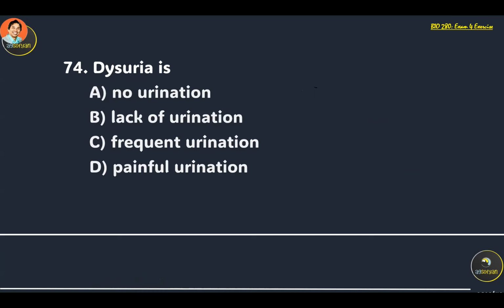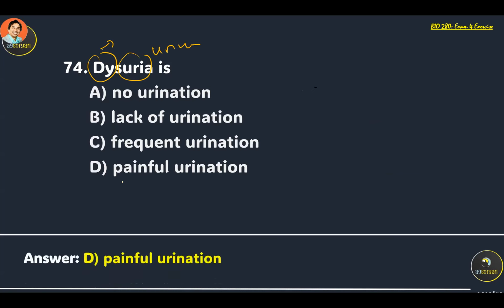This urea is urine. This means abnormal, or lack, or painful urinations.